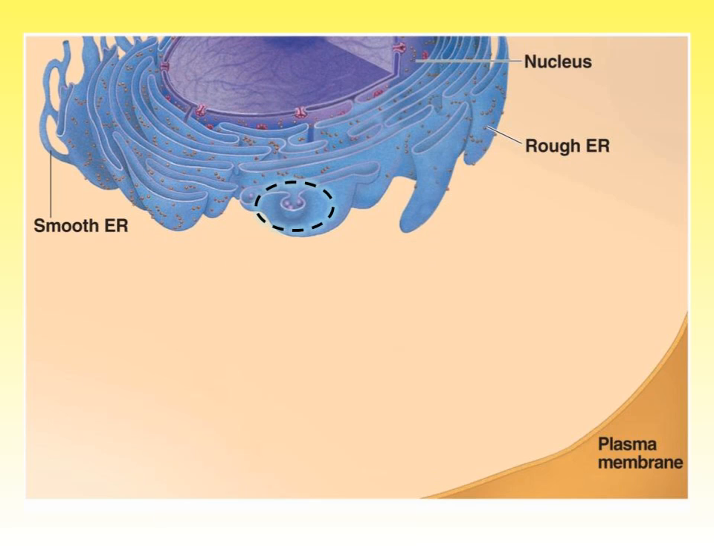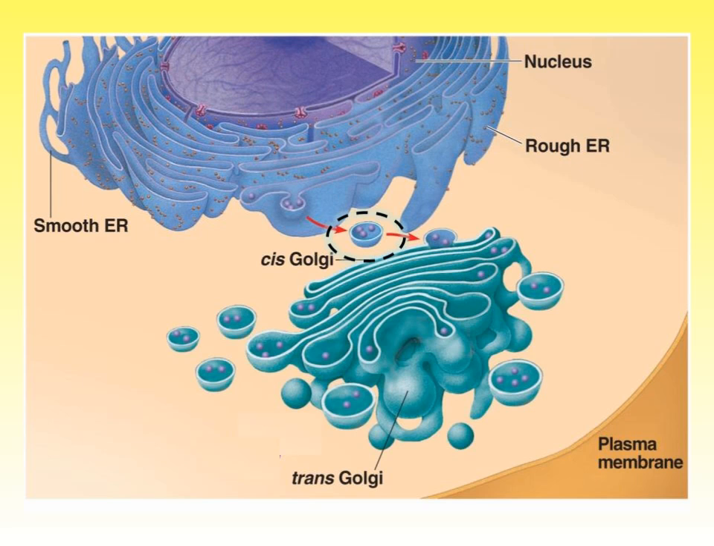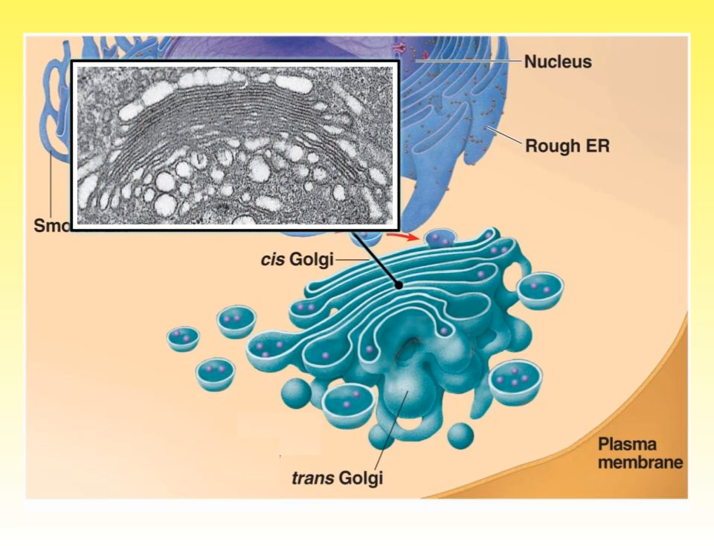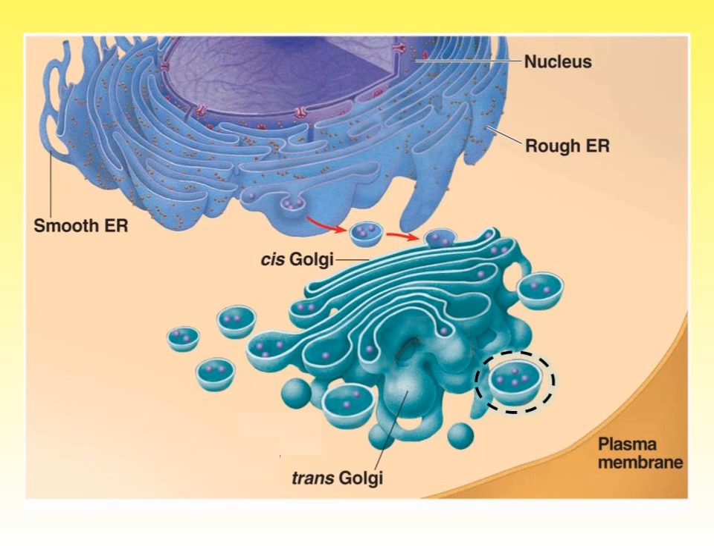A vesicle containing the glycoprotein buds off the ER, travels to the Golgi, and merges with the cis face of the Golgi. Within the lumen of the Golgi, enzymes modify the glycoprotein. The modified glycoprotein buds off the trans face of the Golgi and releases the glycoprotein outside the cell.